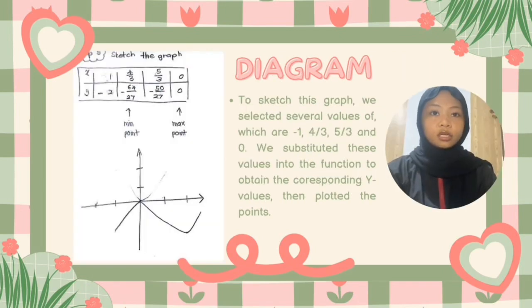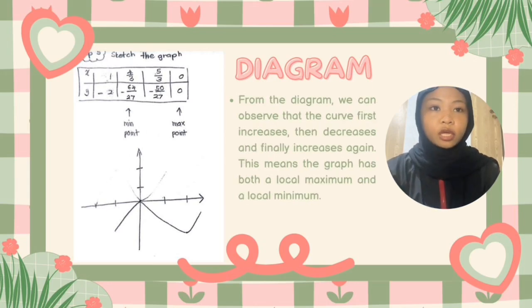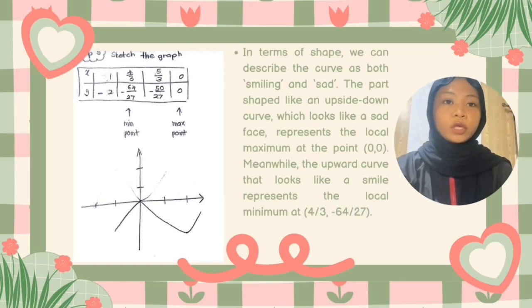To sketch this graph, we selected several values of x, which are negative 1, 4/3, 5/3, and 0. We substitute these values into the function to obtain the corresponding y values, then plot the points and join them smoothly. From the diagram, we can observe that the curve first increases, then decreases, and finally increases again. This means the graph has both a local maximum and a local minimum. In terms of shape, we can describe the curve as both smiling and sad.